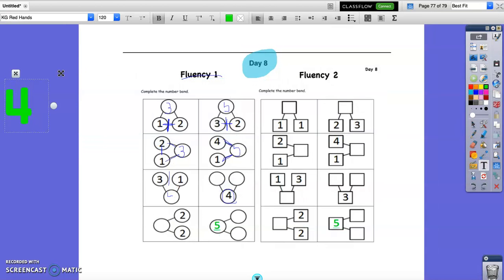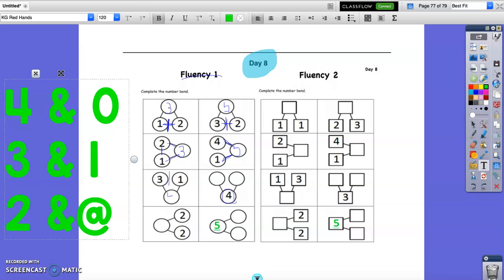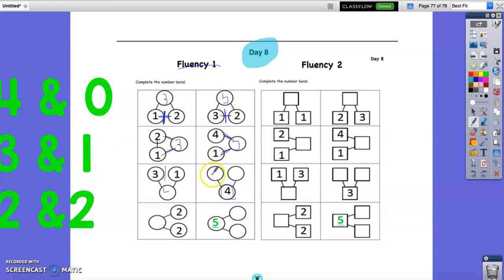We can do 4 and 0. We can do 3 and 1. We can do 2 and 2. Those numbers make 4. So if I have 4 and I add 0 more, I still have 4. If I have 3 and I add 1 more, that gives me 4. Or if I have 2 and I add 2 more, that gives me 4. So you can pick whichever one you want. I'm going to pick 2 and 2. 2 plus 2 to make 4. And what does 2 plus 2 make? It makes 4.